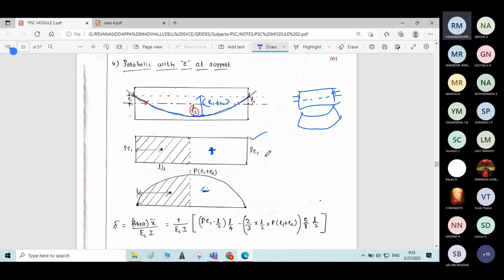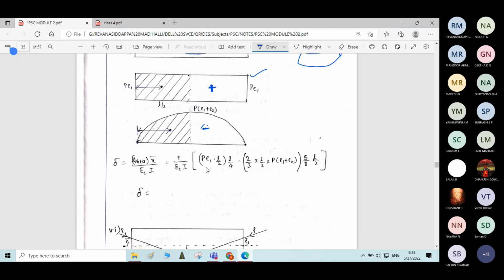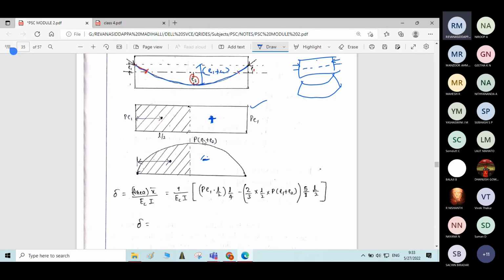Here we'll add both. Here you can see, students, this is the E by I. E into I is constant, so I have taken it outside the bracket. For figure 1, the area is PE1 into L by 2. L by 2 is the base width and height is PE1, so by this you get the area. The distance of the centroid, X bar, is L by 4, and it is positive sign.